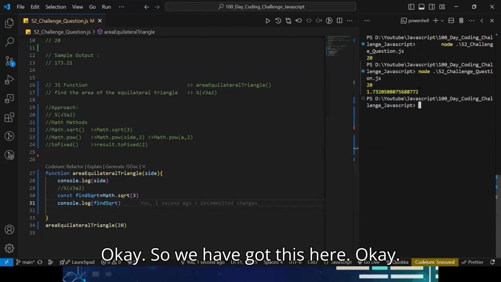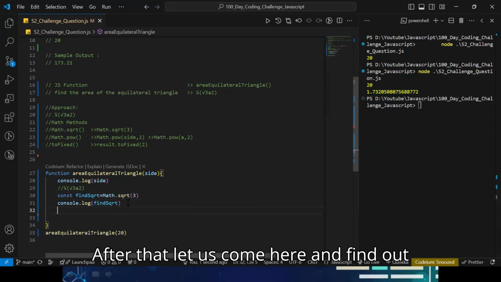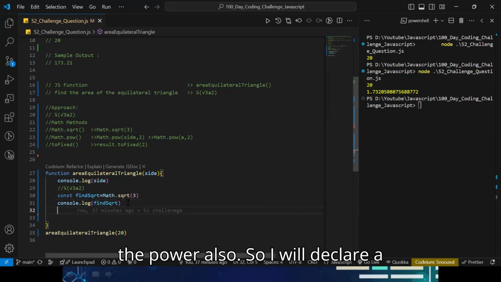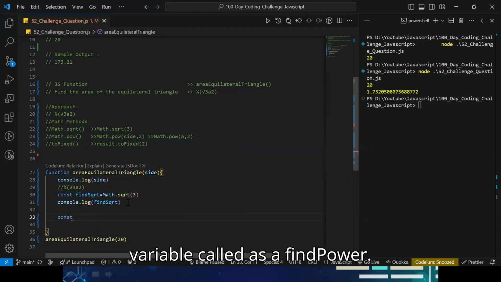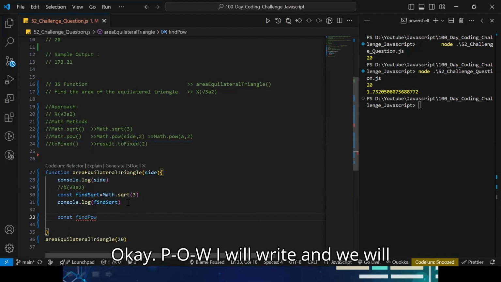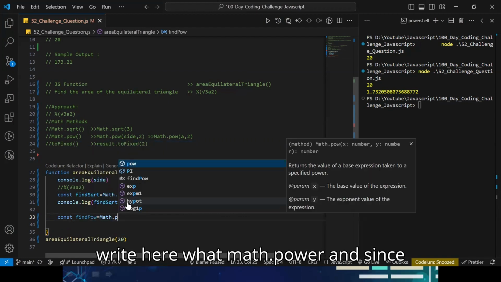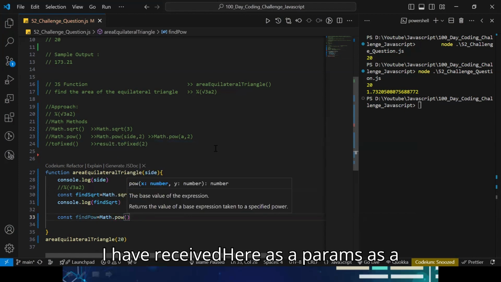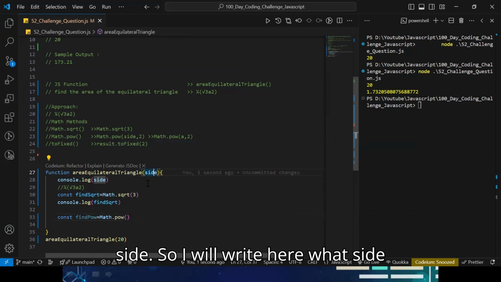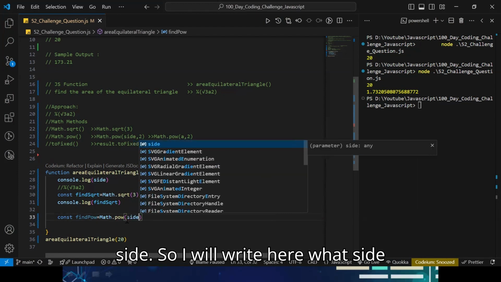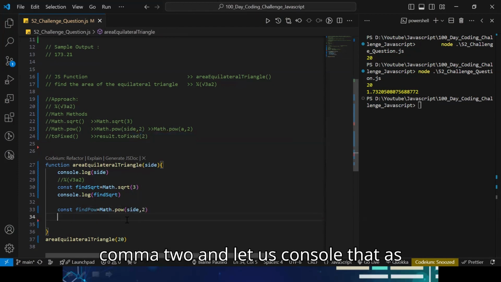Okay, so we have got this here. After that, let us come here and find out the power also. So I will declare a variable called find power, pow I will write, and we will write here Math.pow, and since I have received side as a param, I will write side comma 2.